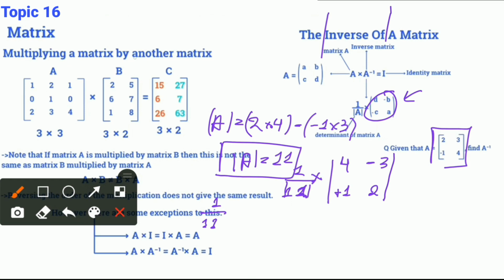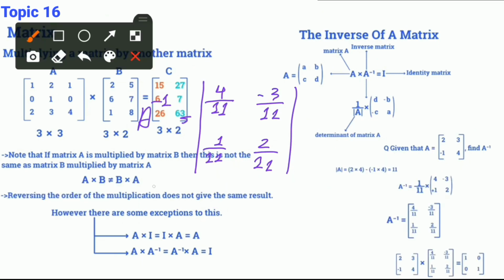matrix. So if you try to multiply each one, 4 multiplied by 1 upon 11, -3 multiplied by 1 upon 11, 1 upon 11, 2 upon 11. Okay, and if you do that, here you go, you find the inverse of A. And if you multiply A by the inverse of A, then it will give I, the identity matrix. As you can see here for yourself, it's completed.